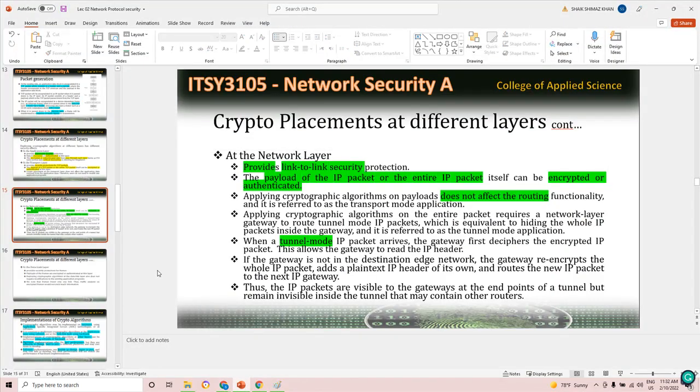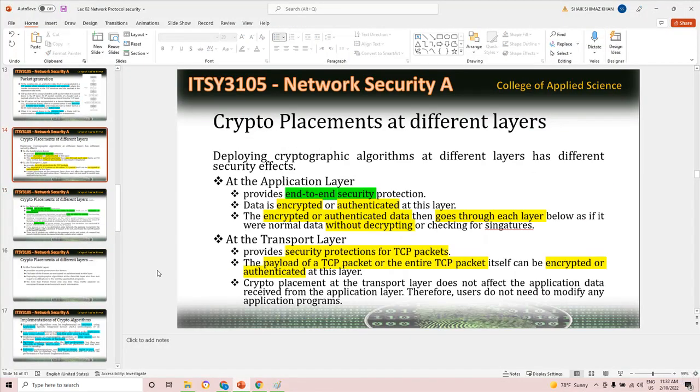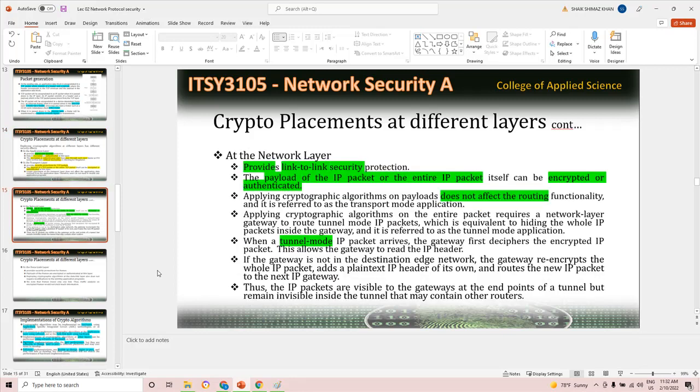So students, let me recap this concept. The crypto placement can be done at the application layer, which is called end-to-end security. It can be done at the transport layer, so it would protect only the TCP packet. Or it can be done at the network layer, which is called link-to-link security.